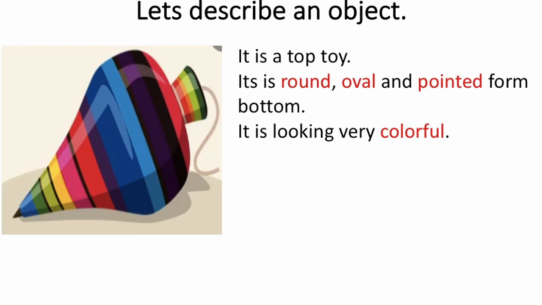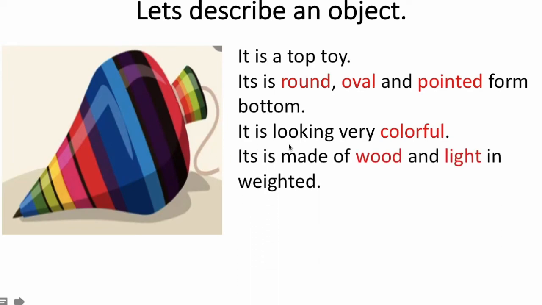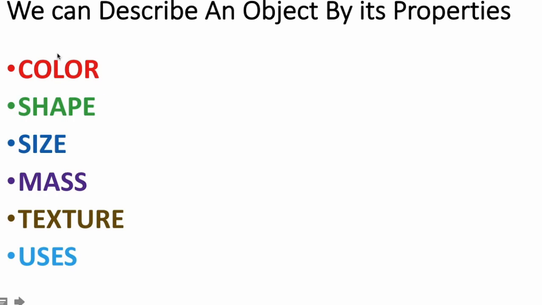Now let us see the next one. It is made of wood and light in weight. It is lightweight. Now let us talk about the surface. When we touch it, how do we feel? Its surface is very smooth. So again we can see that there are some properties.